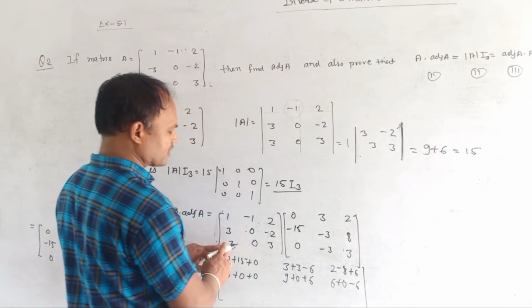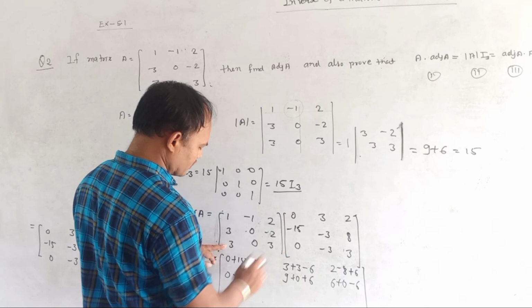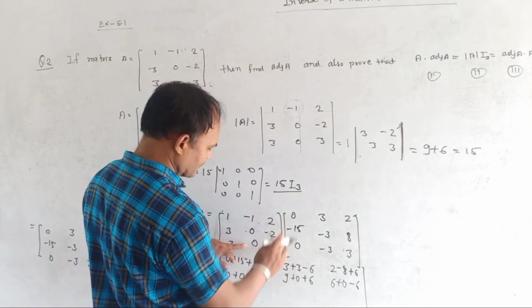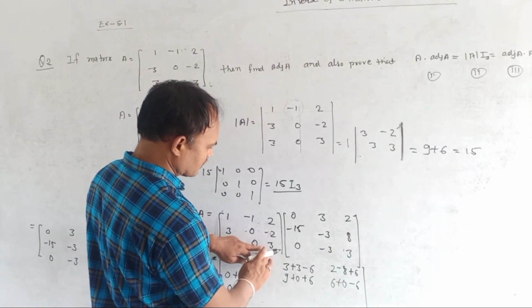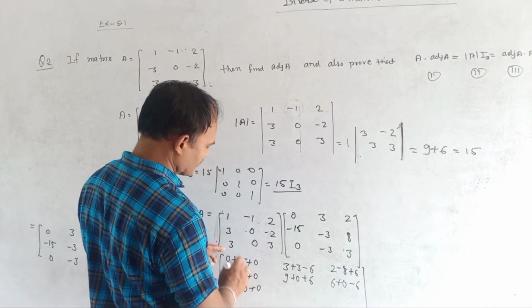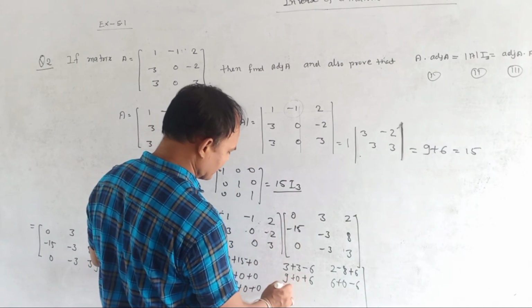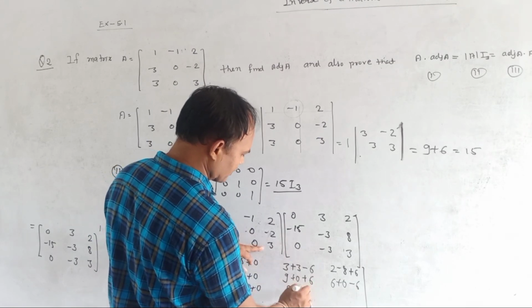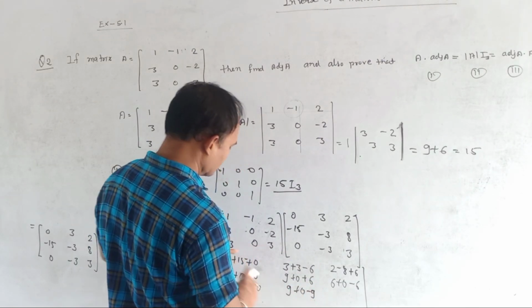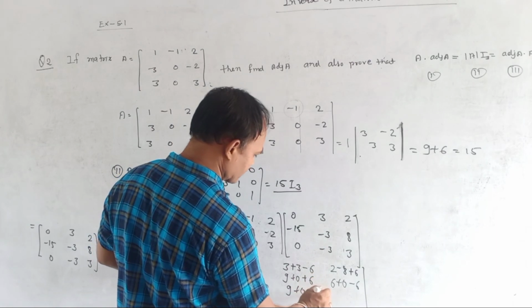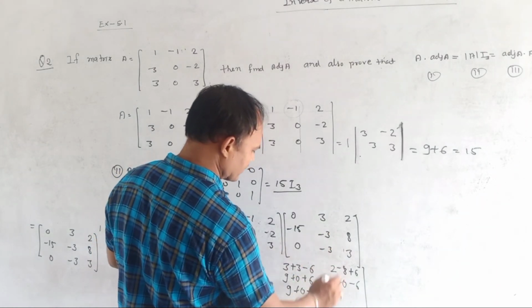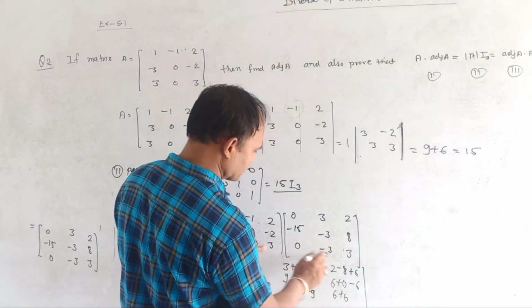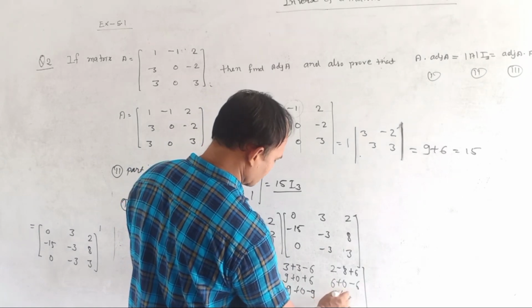What about here? 3 multiplied by 0 is 0. 0 multiplied by 15 is 0. 3 multiplied by 8 is 0. What about here? 3 multiplied by 3 is 9. 0 multiplied by 3 is 0. And 3 multiplied by 3, minus 3, is minus 9. 3 multiplied by 2 is 6. 0 multiplied by 8 is 0. And 3 multiplied by 8 is 9.